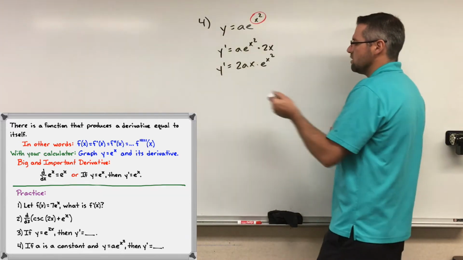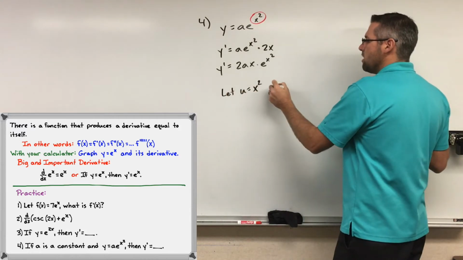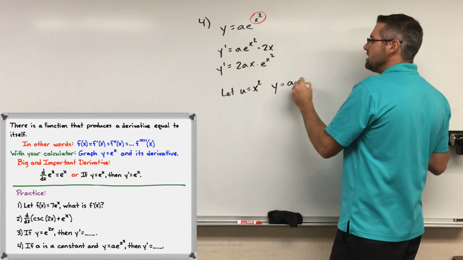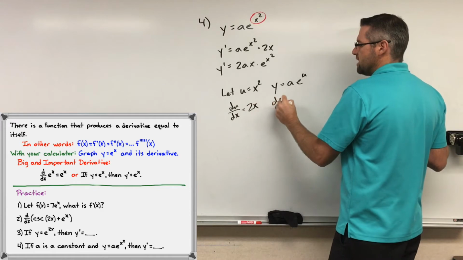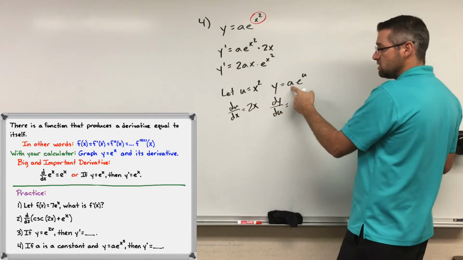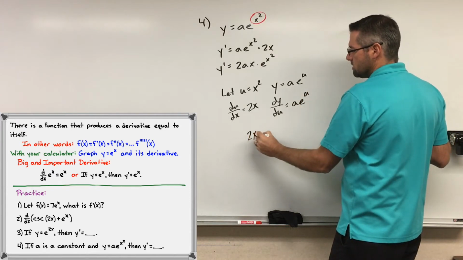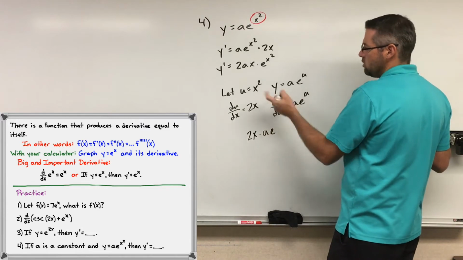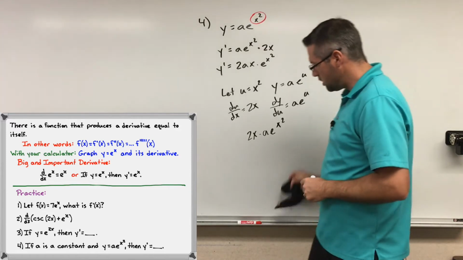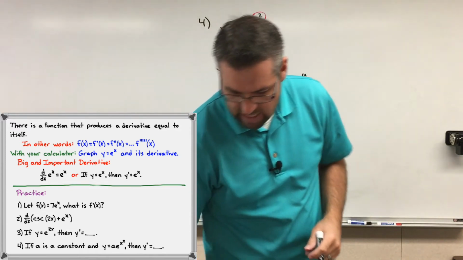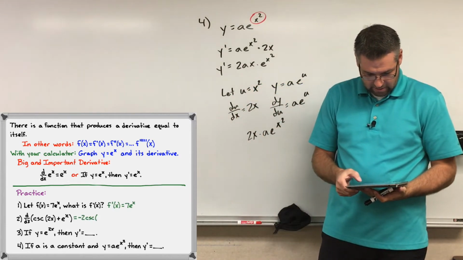Okay? If I were to do this the little bit longer way, I would say let u equal x squared. That would imply that y equals a times e to the u. Taking the derivative of each of these, we get 2x here, and then the derivative of y in respect to u, that's a constant, so take that out, and then multiply it by the derivative of e to the u, which is e to the u, and we end up with 2x times a e to the u, and u was x squared. And so you can see it's the same thing there. All right, so those are some good practice problems on taking derivatives when you're talking about the exponential function y equals e to the x.